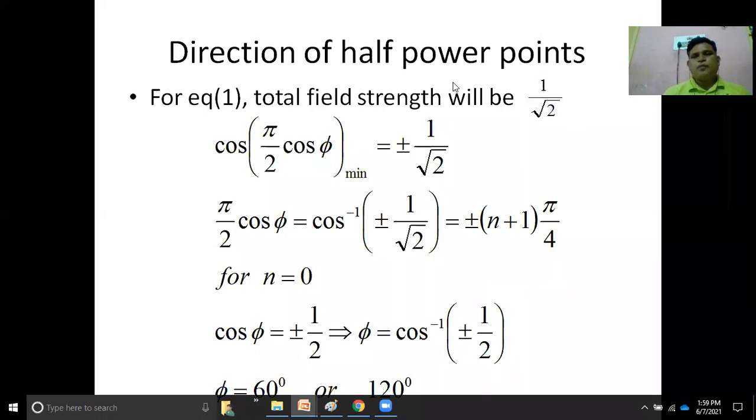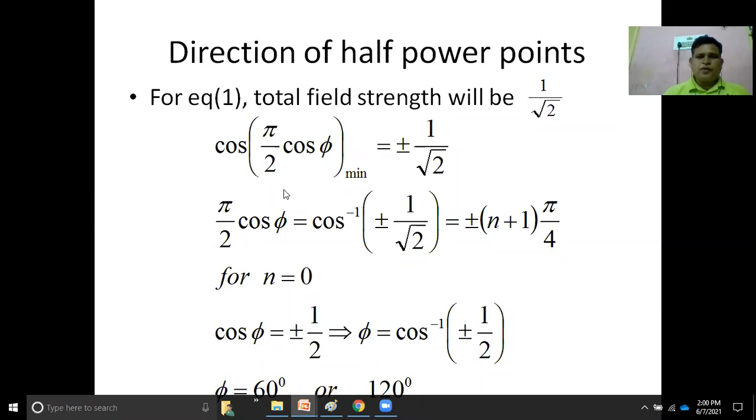Okay, half power. We want half power. This is the electric field strength, E naught, ET is the electric field strength. That's why we are taking 1 by root 2. If you square this, we are getting 1 by 2. That's why we'll get the half power.